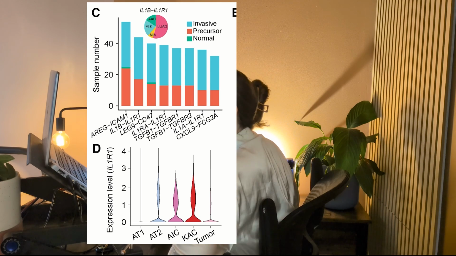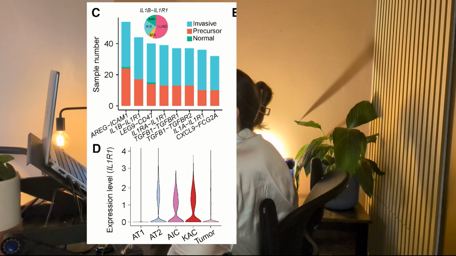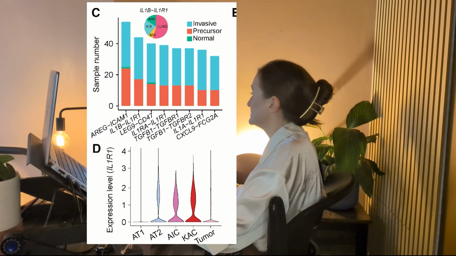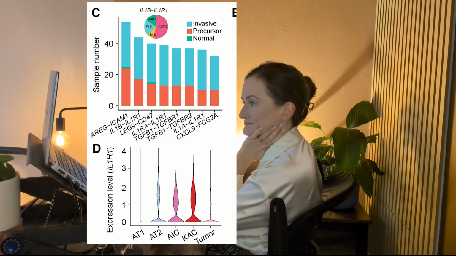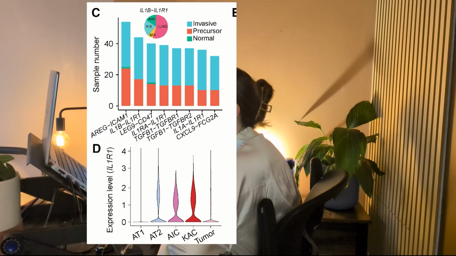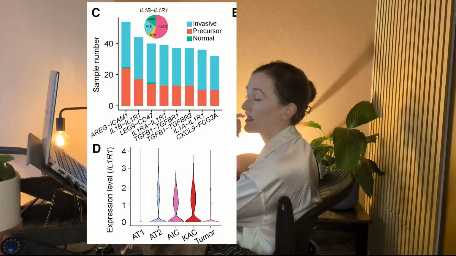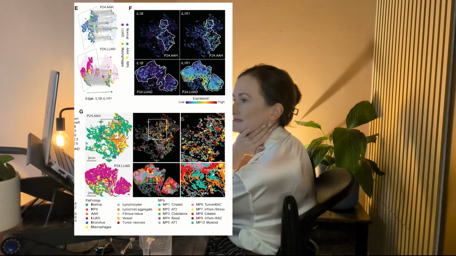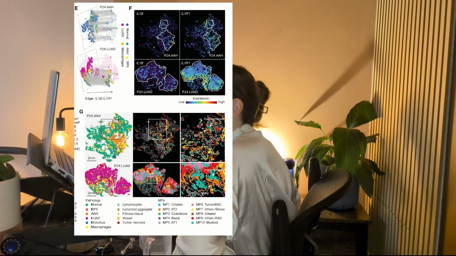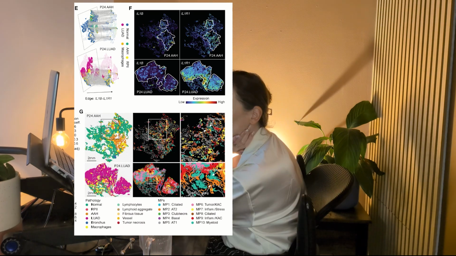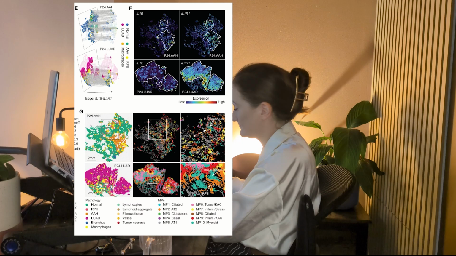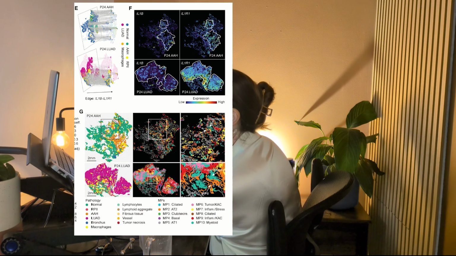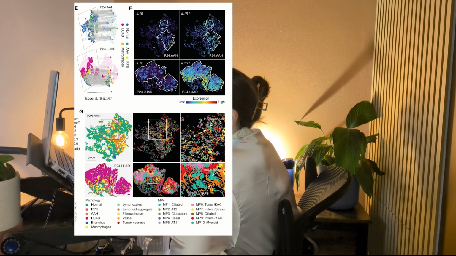Panels 4C and 4D highlight the key ligand-receptor pair: IL-1 beta from macrophages interacting with IL-1R1 on KACs and precursor epithelial cells. KACs express IL-1R1 at much higher levels than normal AT1 or AT2 cells, making them uniquely sensitive to IL-1-driven inflammation. Panels 4E and 4F project these signals onto the tissue. IL-1 beta maps to macrophage-rich pockets, and IL-1R1 maps to precursor epithelium and reactive pneumocytes. These two compartments sit directly next to each other, forming epithelial pro-inflammatory niches at the earliest lesions.